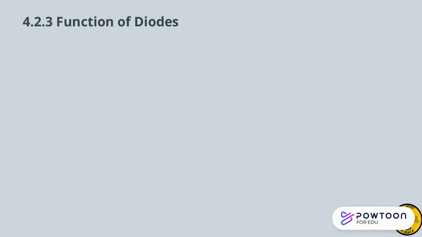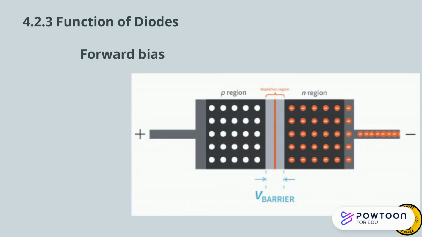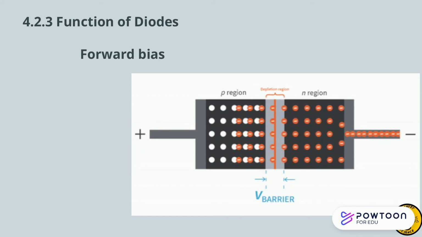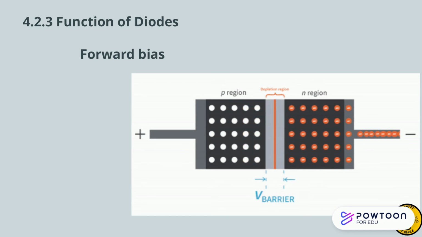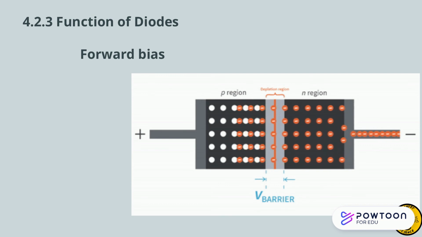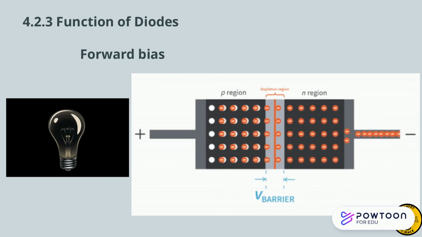Function of diodes. Forward bias. The p-type of the diode is connected to the positive terminal, and the n-type is connected to the negative terminal of a battery. The diode conducts current because the holes from the p-type material and the electrons from the n-type material are able to cross over the junction. A light bulb would light up.